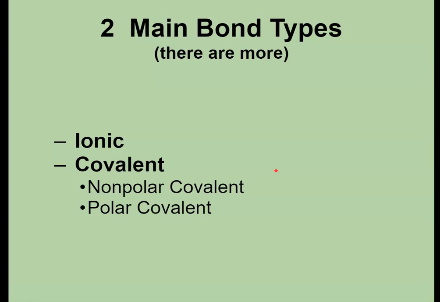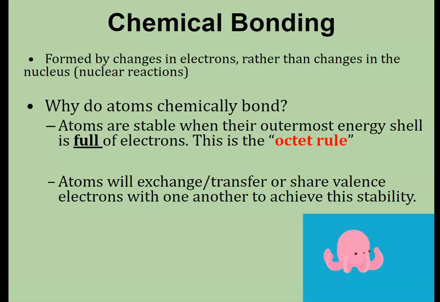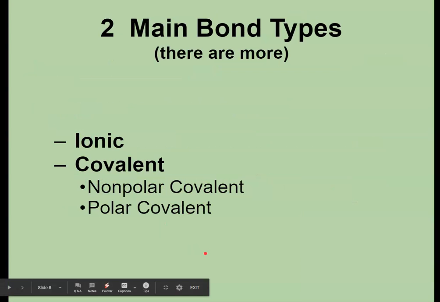Okay, I think I didn't mention the name of that. It is called the octet rule, and that's why I have the little octopus floating here. Octa stands for 8, and most elements want to have 8 valence electrons. If an element has 8 valence electrons, it has a full octet. So that's how we would use that vocabulary.